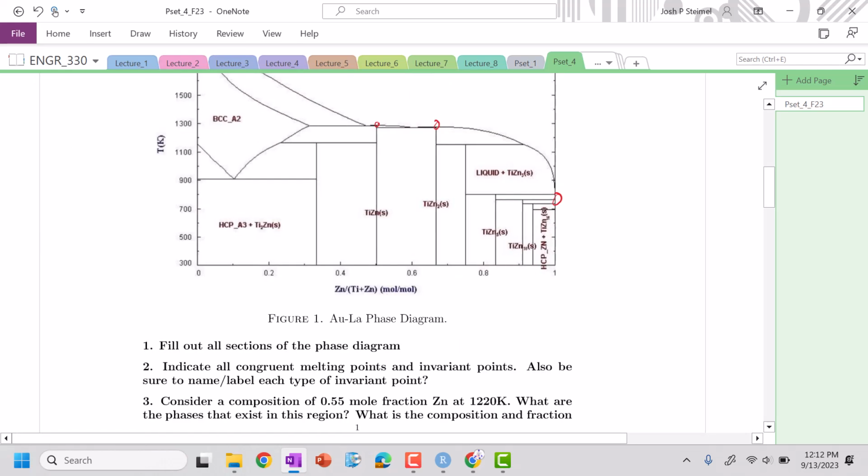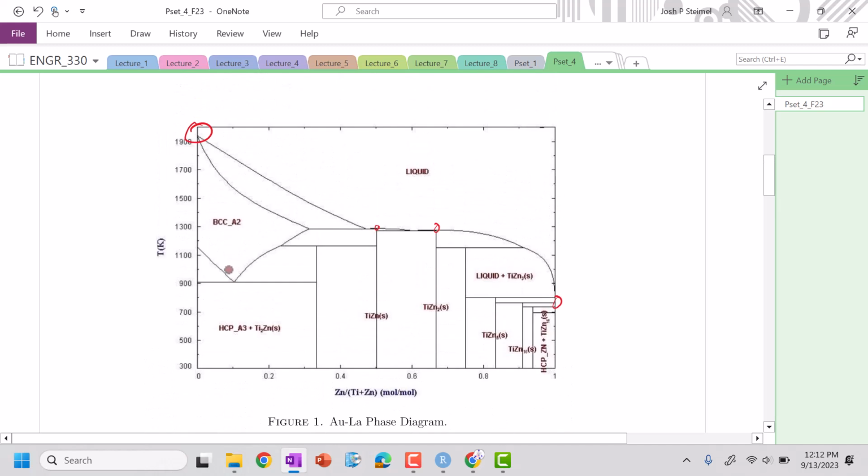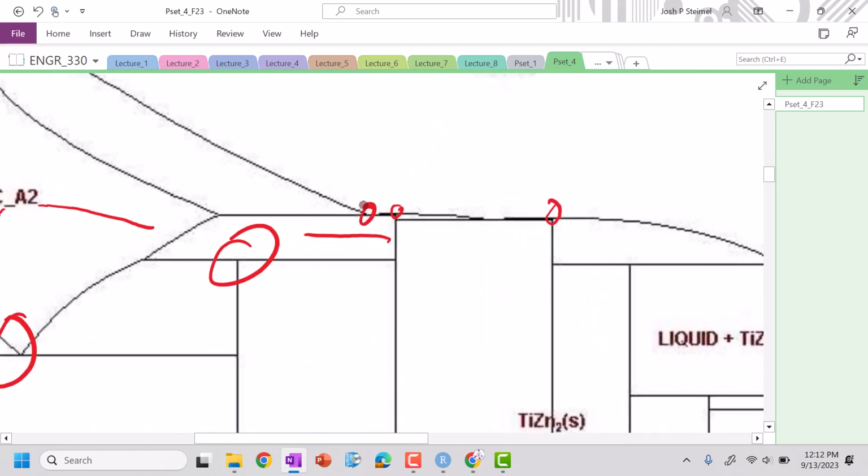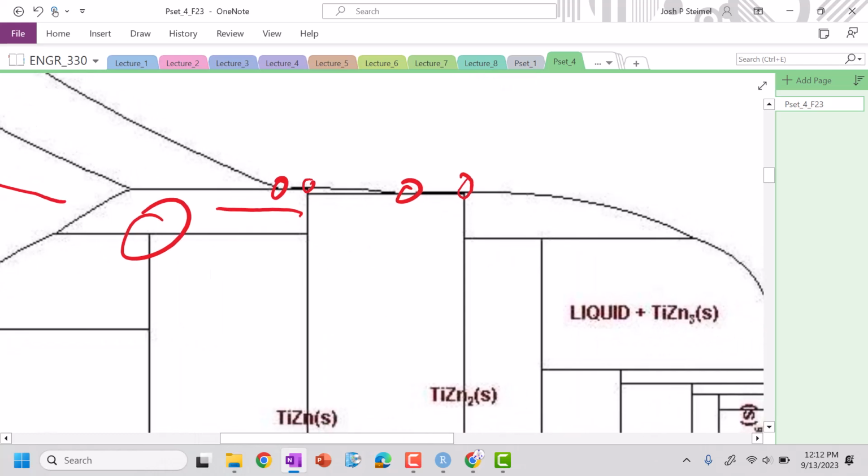Invariant points. Well, this looks like the bunny rabbit ears. Solid to two new solids, that's going to be a eutectoid. This is BCC, solid to a new phase solid. This is a peritectoid. Very interesting. Bunny rabbit ears here to solid, that's a eutectic. Another bunny rabbit ear to two-phase solid, that's going to be a eutectic as well.